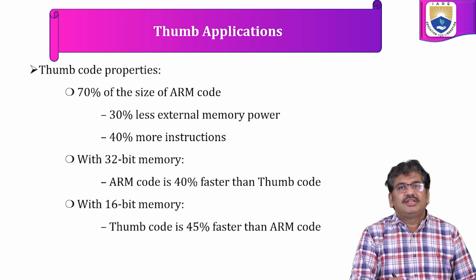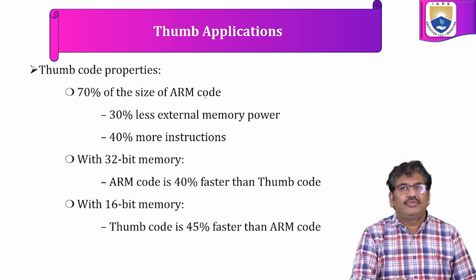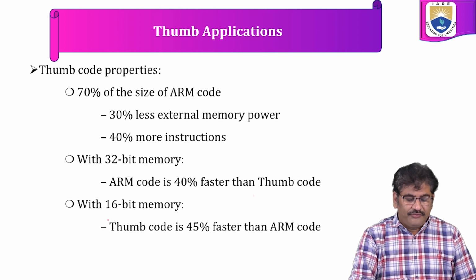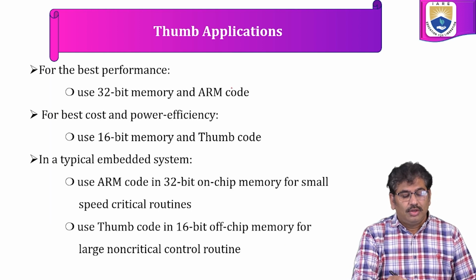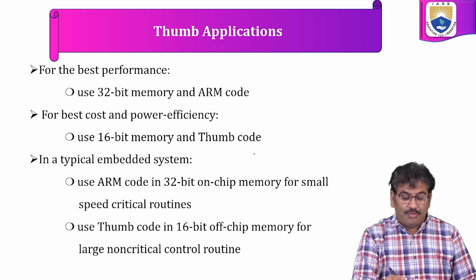The various Thumb applications are: the Thumb code properties are 70% of the size of the ARM code, 30% less external memory power, 40% more instructions. With 32-bit memory, ARM code is 40% faster than Thumb code. With 16-bit memory, Thumb code is 45% faster than ARM code. For best performance, use 32-bit memory and ARM code. For best cost and power efficiency, use a 16-bit memory and Thumb code.